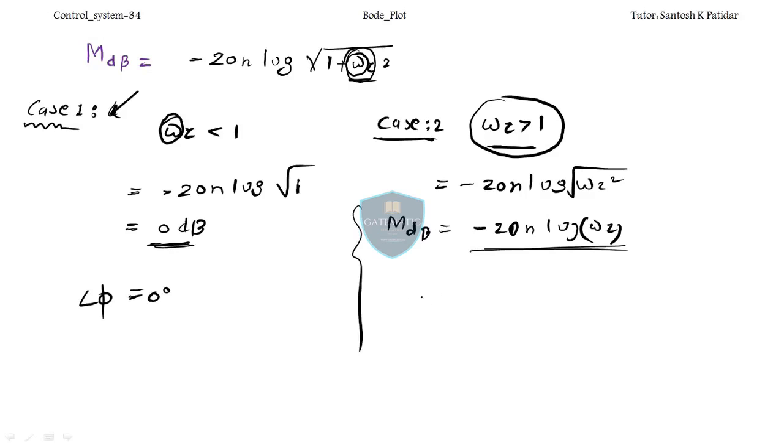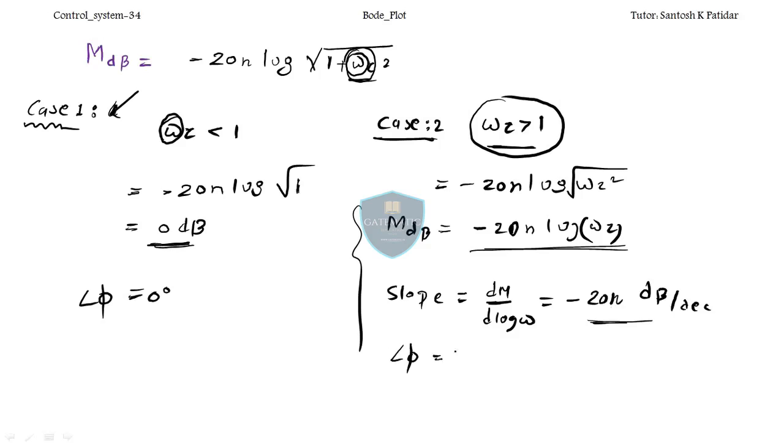If you find out the slope of it, so what is the slope? dm by d log omega. So it will be minus 20n, there will be no change in it. Because when you differentiate this with respect to log omega, you will get minus 20n dB per decade. Solve it on your own, you will get this one only. And the phi value in this case will be minus n pi by 2, that is minus n into 90 degrees.